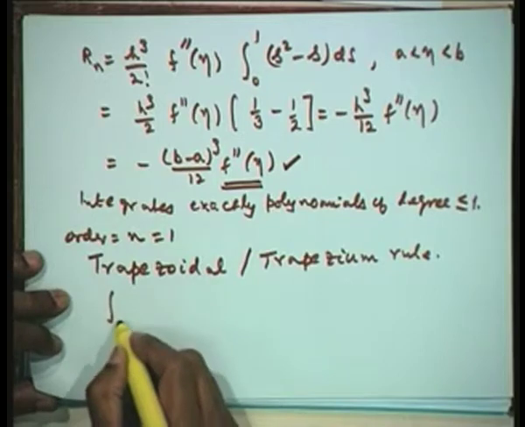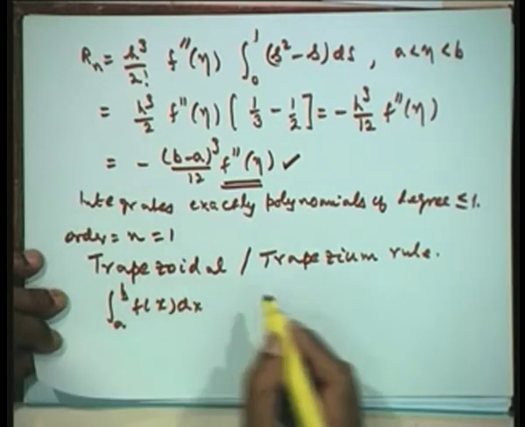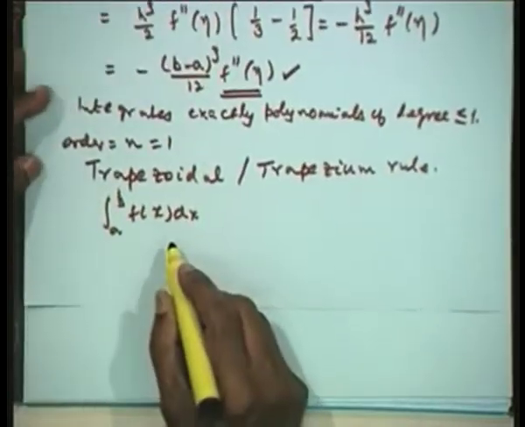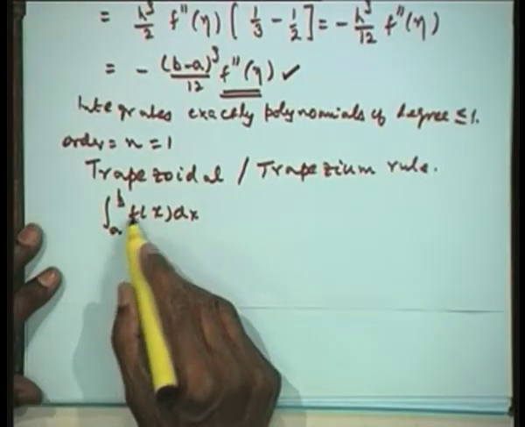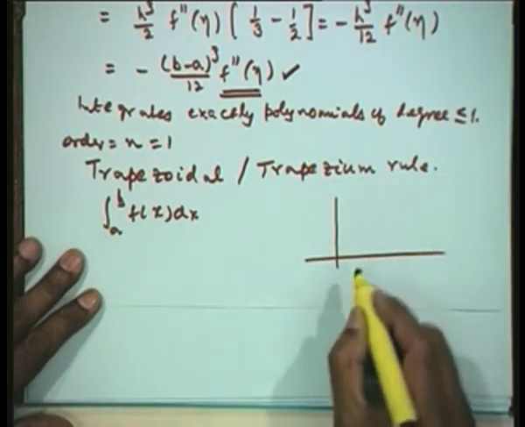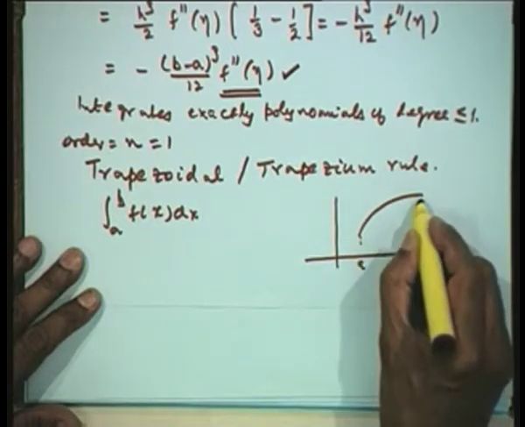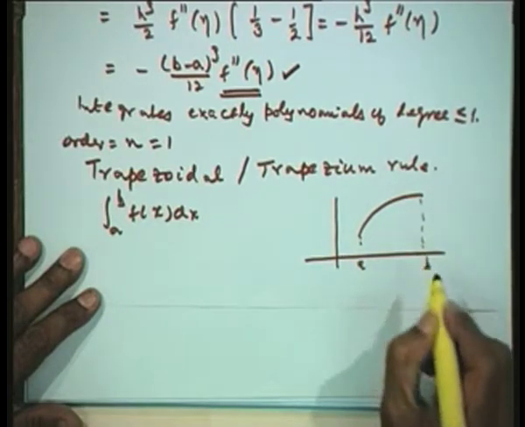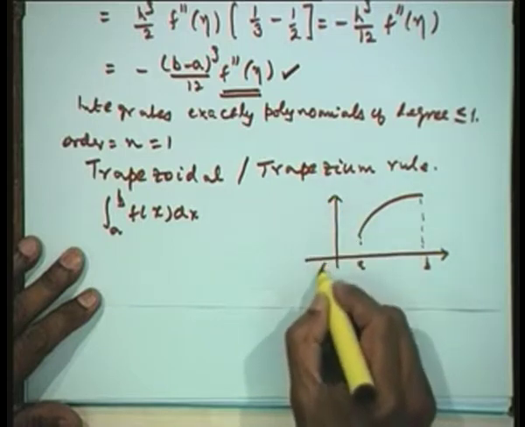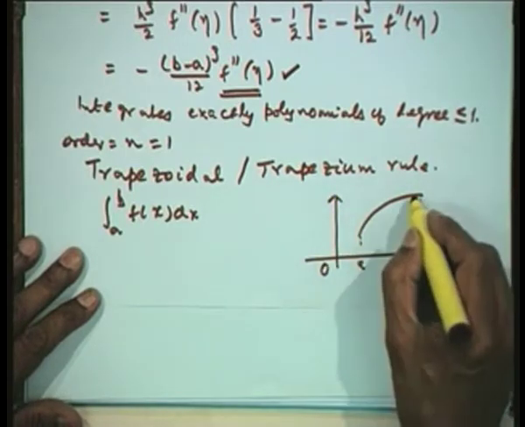If you are looking at the integral from a to b of f(x) dx, why is it called a trapezium? I am just trying to explain. This is nothing but the area under the curve from a to b of f(x). So, if I draw the graph of this, let us write a nice graph like this. Let us take this as a, and let us take this as b. Then this is the graph of y = f(x).